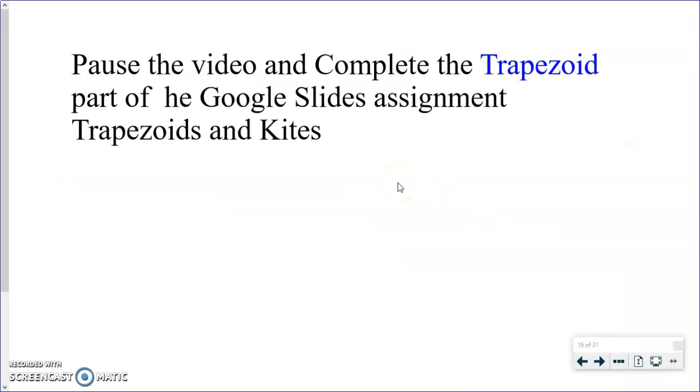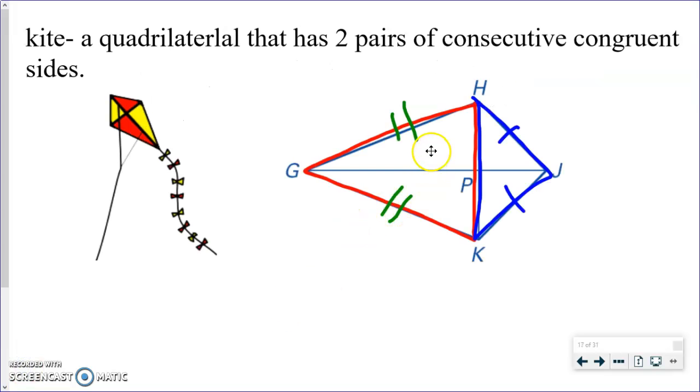So now we're going to pause the video here, practice some of these problems on this Google slide assignment called Trapezoids and Kites. Do the trapezoid part, and then we'll come back to the video and learn about some kites, and then we'll do the kite part. All right, so this is a section on kites.